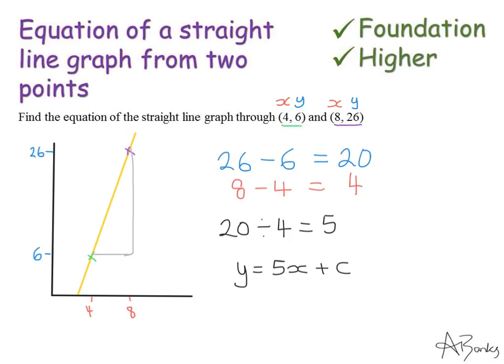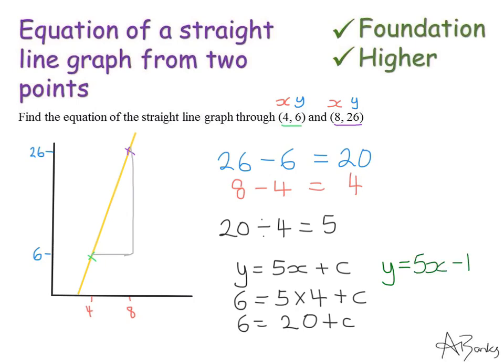So when y is 6, x is 4. Let's just simplify this a little bit more. That's 20 plus c. So this means that c must be minus 14. So the equation of my straight line graph is y equals 5x minus 14.